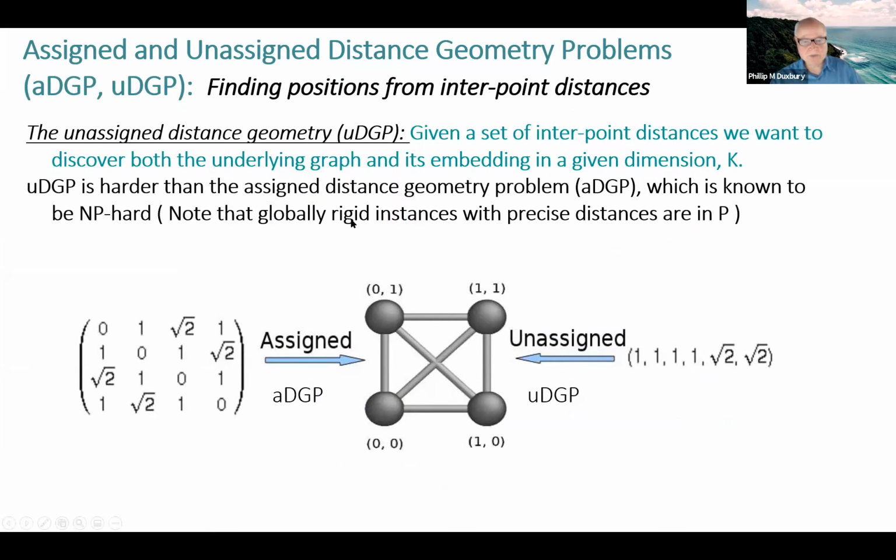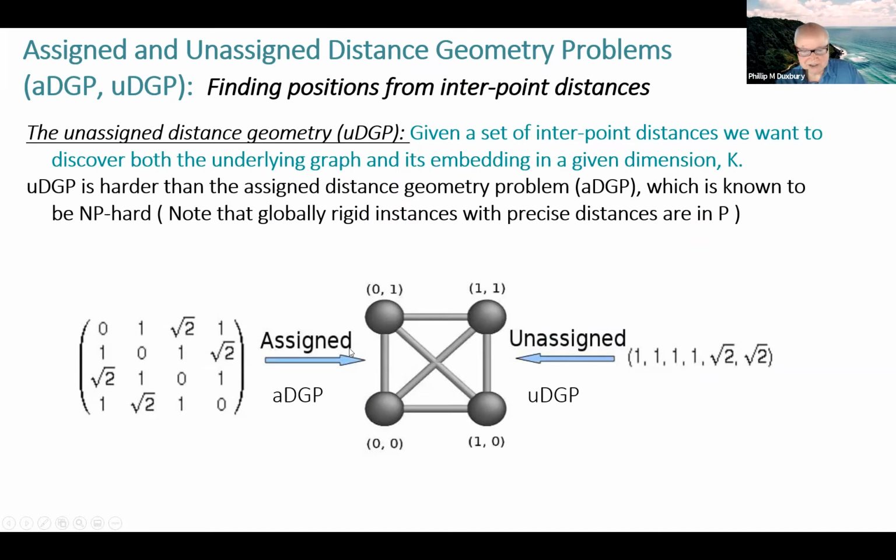I'm going to go through how we develop those algorithms in just a minute. But before I do that, I want to define more formally the assigned and unassigned distance geometry problems as we think about them. So the unassigned distance geometry problem, we're just given a set of interpoint distances, and we would like to look for an embedding in a dimension or a realization in a dimension k.